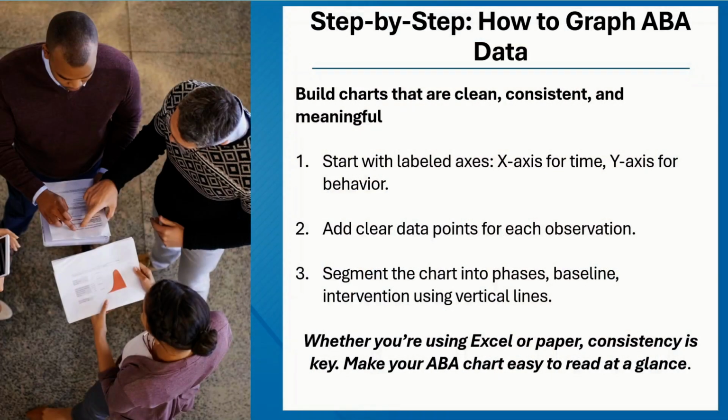So here are some good best practices. Your x-axis should show dates or sessions, and your y-axis should reflect the behavior being measured, like frequency or duration of how often that behavior actually happens. And then you want to plot your points, draw your trend line, and don't forget to label the phases. When you graph ABA data this way, it becomes a clear roadmap, not a guessing game.